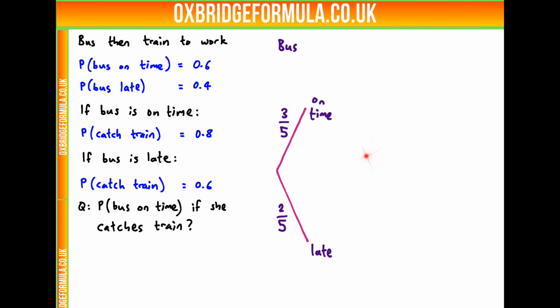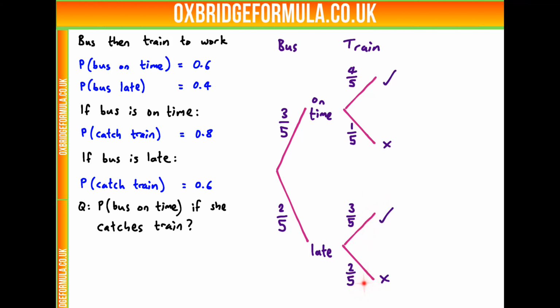And then what comes next on the tree? We have whether she catches the train or doesn't. So let's draw this like so. The tick means she caught the train, the cross means she did not. If the bus was on time, the probability that she caught the train is 0.8 or 4/5. And by extension, although it doesn't really matter, we can conclude that it's 1/5 that she doesn't catch the train. Then similarly, if the bus was late, the probability becomes 0.6 or 3/5 that she caught the train. And by extension, it's 2/5 that she does not catch the train.